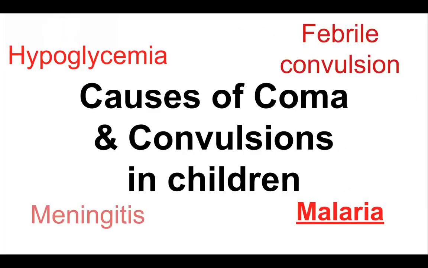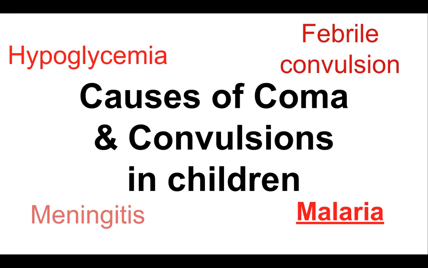So what are the common causes of coma and convulsion in children? Well, the first one is hypoglycemia. That's why we always need to check the sugar level if possible. However, if it's impossible to check the sugar level, we need to give dextrose 10% empirically and observe the response. The other cause of coma and convulsion in children is fever convulsion.